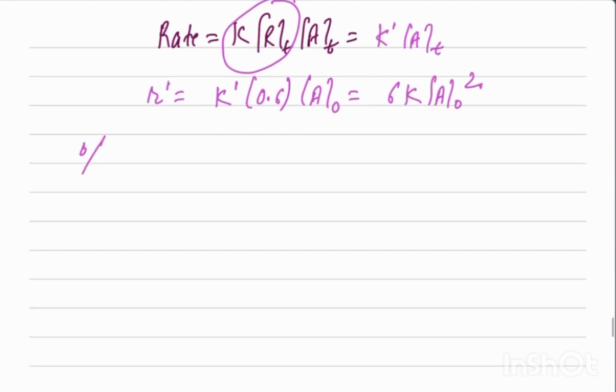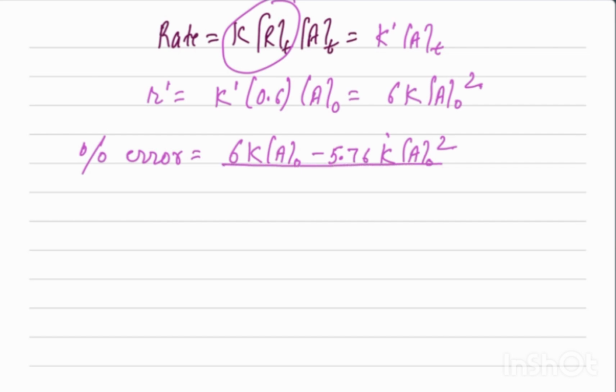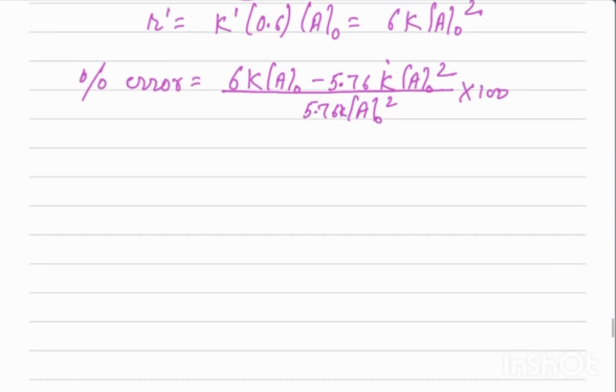So now the percentage error will be 6 K A naught square, which is the rate after 40% completion, minus 5.76 K A naught square, when we are not considering it a pseudo first order reaction. So the percentage error will be 0.24 divided by 5.76 into 100, which is equal to 4.17%. So the answer should be 4.17%.